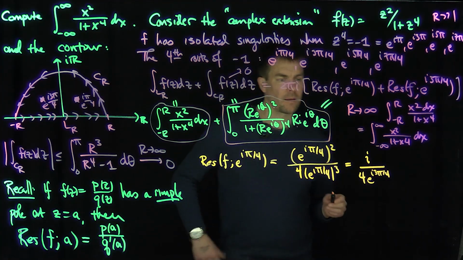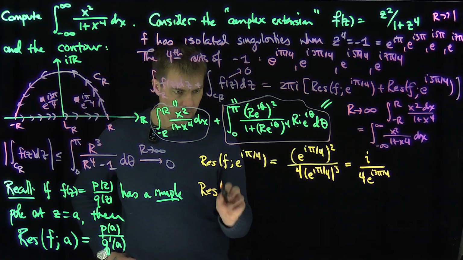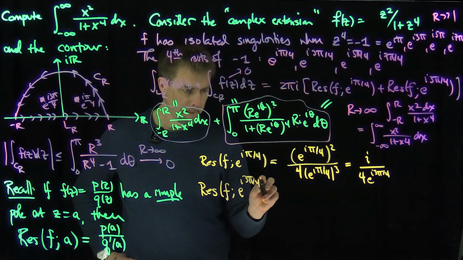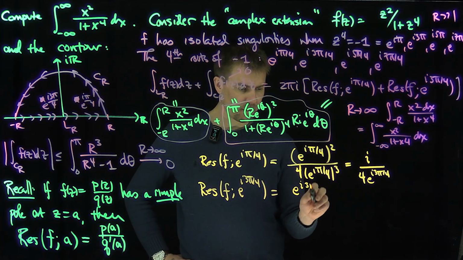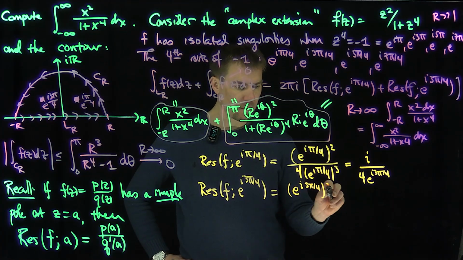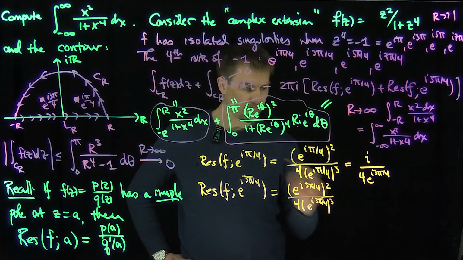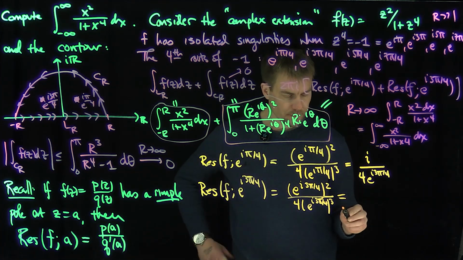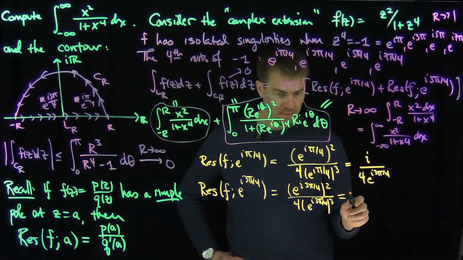Great. All right, and then the next residue, the residue of f at e to the i 3 pi over 4, is going to be e to the i 3 pi over 4 squared over 4 e to the i 3 pi over 4 cubed. Okay, so if we simplify this, what are we going to get? This is going to be, let's see.